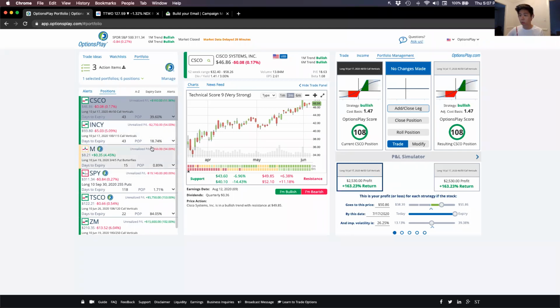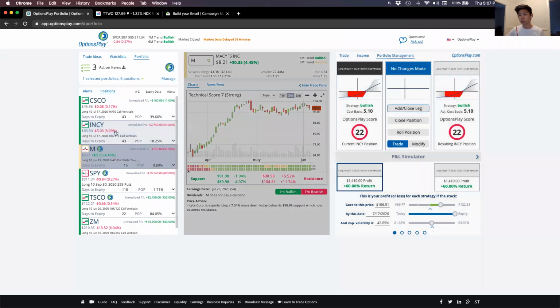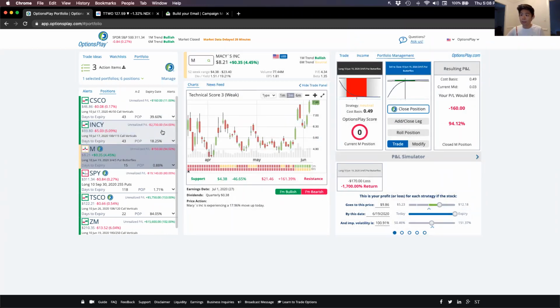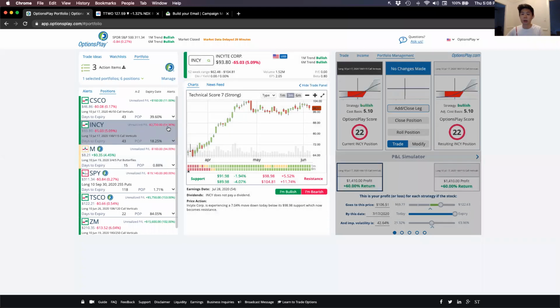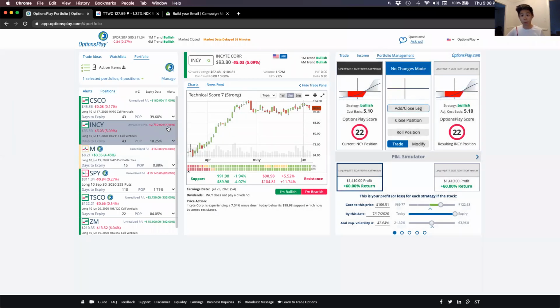An example of this is we're going to cut losses on Insight. We're going to cut losses on Macy's. These are trades that have gone against us. And Insight, it lost 54% of the premium that we paid. So this is a no-brainer. I don't even have to look at the charts. You've lost 50%, time to cut your losses.